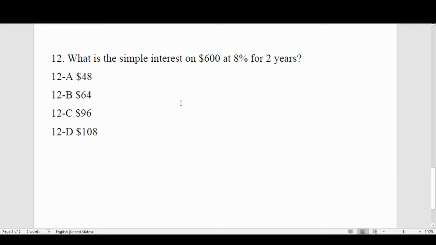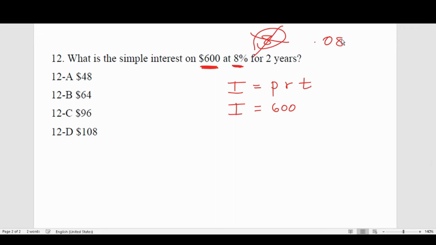Final question's more straightforward. It says, what is the simple interest on $600 at 8% for 2 years? So we know we're dealing with the interest formula, or the formula for simple interest. So let's go ahead and write it down. I equals P times R times T. We know we're interested in finding the interest in this case. We know our principal is $600. We know the rate is 8%. Do not write just 8 in there. You'll get it wrong. 0.08 is what you write in there. And the time in this case is 2 years.